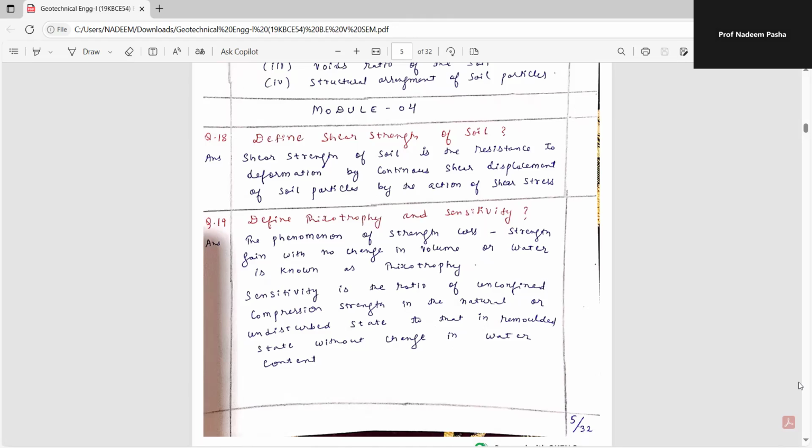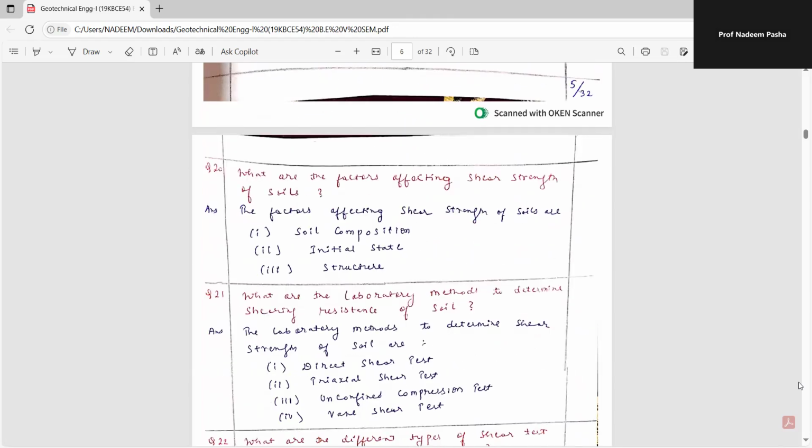Next, sensitivity. How do you define sensitivity? Sensitivity is the ratio of unconfined compression strength in the natural or undisturbed state to that in the remolded state without changing water content. So how are we defining thixotropy and sensitivity? The phenomenon of strength loss or strength gain with no change in volume or water content is known as thixotropy, whereas sensitivity is the ratio of unconfined compression strength in the natural state to that in the remolded state without changing water content.